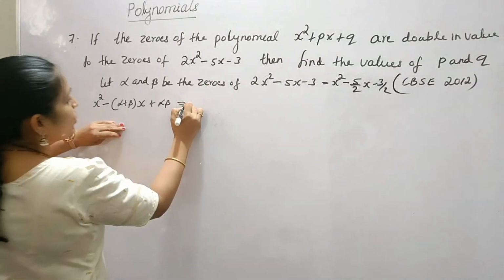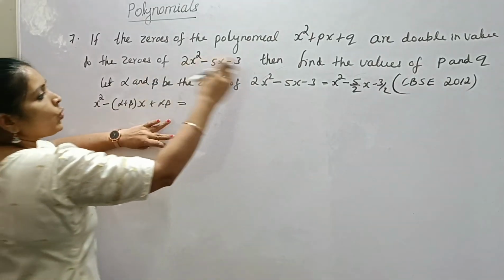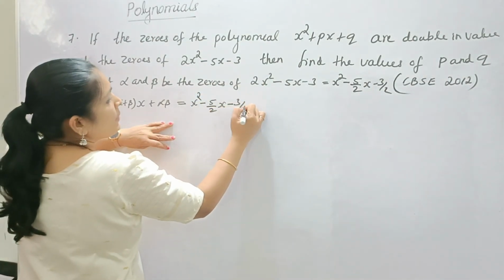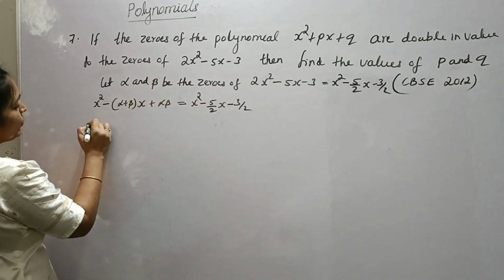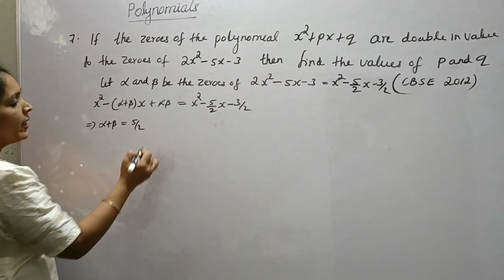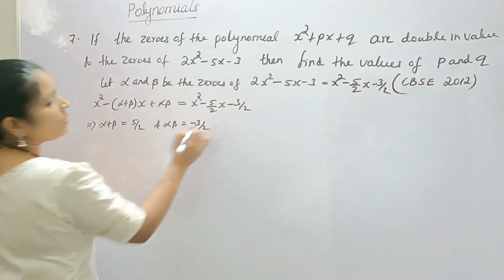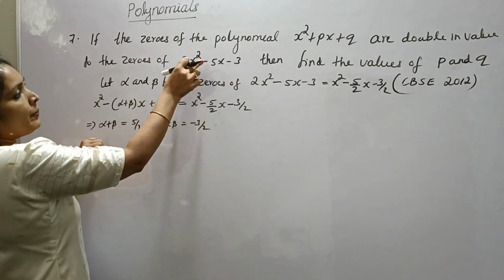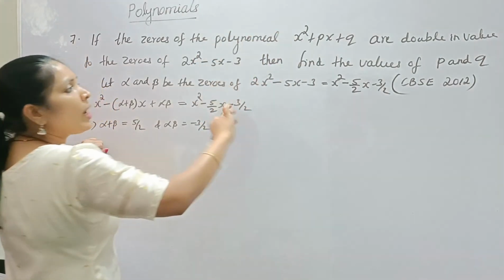Here alpha and beta are the zeros of this polynomial, so this polynomial is equal to x square minus 5 by 2 into x minus 3 by 2. On comparing both sides, we get alpha plus beta is equal to 5 by 2, and alpha into beta is equal to minus 3 by 2. Then, if alpha and beta are the zeros of this polynomial, what are the zeros of the other polynomial? 2 alpha and 2 beta.